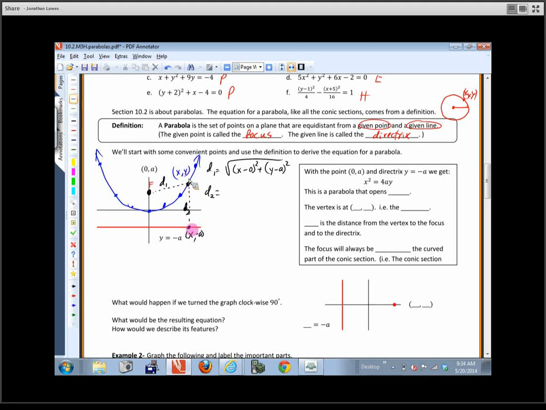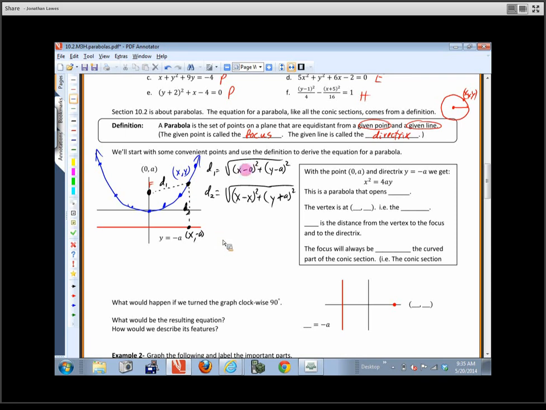So how would I find the distance between these two points? Big square root. This is going to be x minus x, quantity squared. Then it's going to be y minus negative a, quantity squared. So that's going to be y plus a, correct? And then the definition of a parabola says it's the set of points that are equidistant from a point, that's D1, and this other line, that distance would be D2. So what do I do with the two things right here to make the equation? Set them equal to each other.